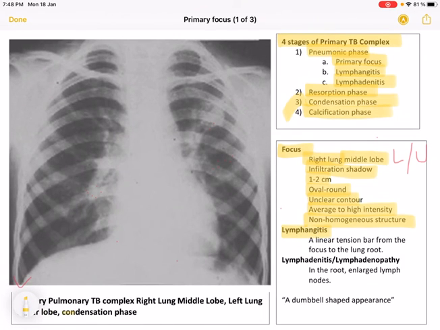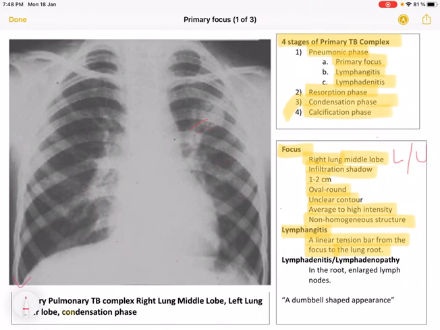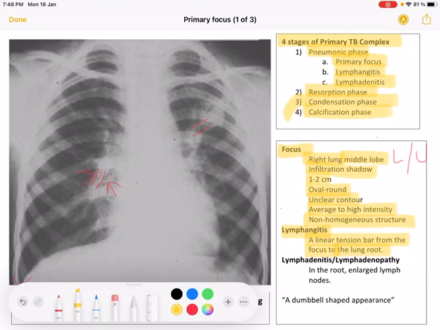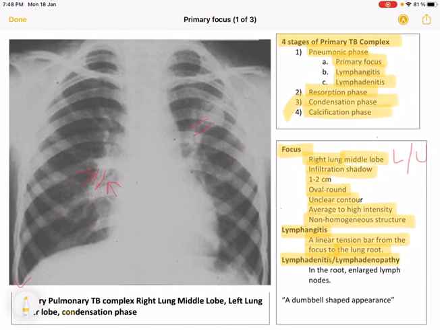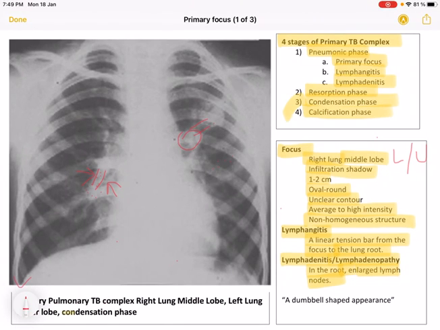Now the lymph vessels, lymphangitis: the linear tension bar from the focus to the lung root is also decreasing in size and resolving, and fine calcification starts here. Okay, and the lymph nodes, or enlargement of the lymph nodes, is the same as that of the primary focus, that is also in a condensation phase. It's also resolving and decreasing.